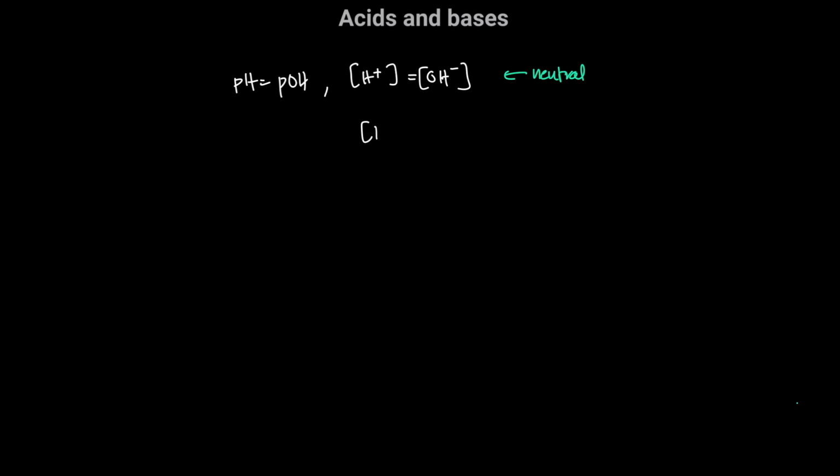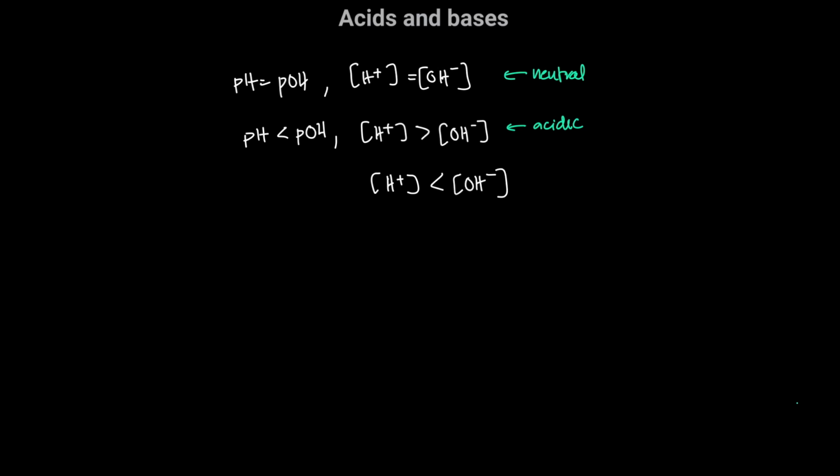Now, if the concentration of H+ ions is greater than the concentration of OH- ions, that type of solution is considered an acidic solution, right? In that case, remember, higher concentration of H+ means lower pH. So if H+ ion concentration is greater than OH- concentration, that means that the pH is lesser than the pOH.